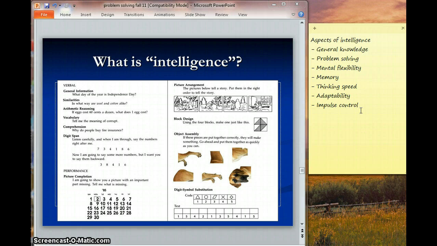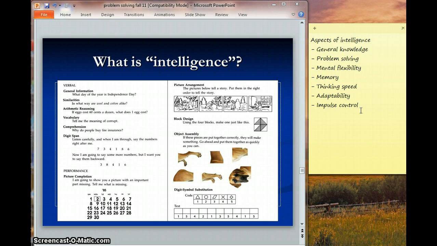Quite often what we're talking about is that they have a good amount of general knowledge or they have a good memory. But something else might be that they are really good at solving problems, or they can be flexible and creative in their thinking. Another thing might just be that they're really quick at doing something. They just seem mentally far more efficient at getting things done.